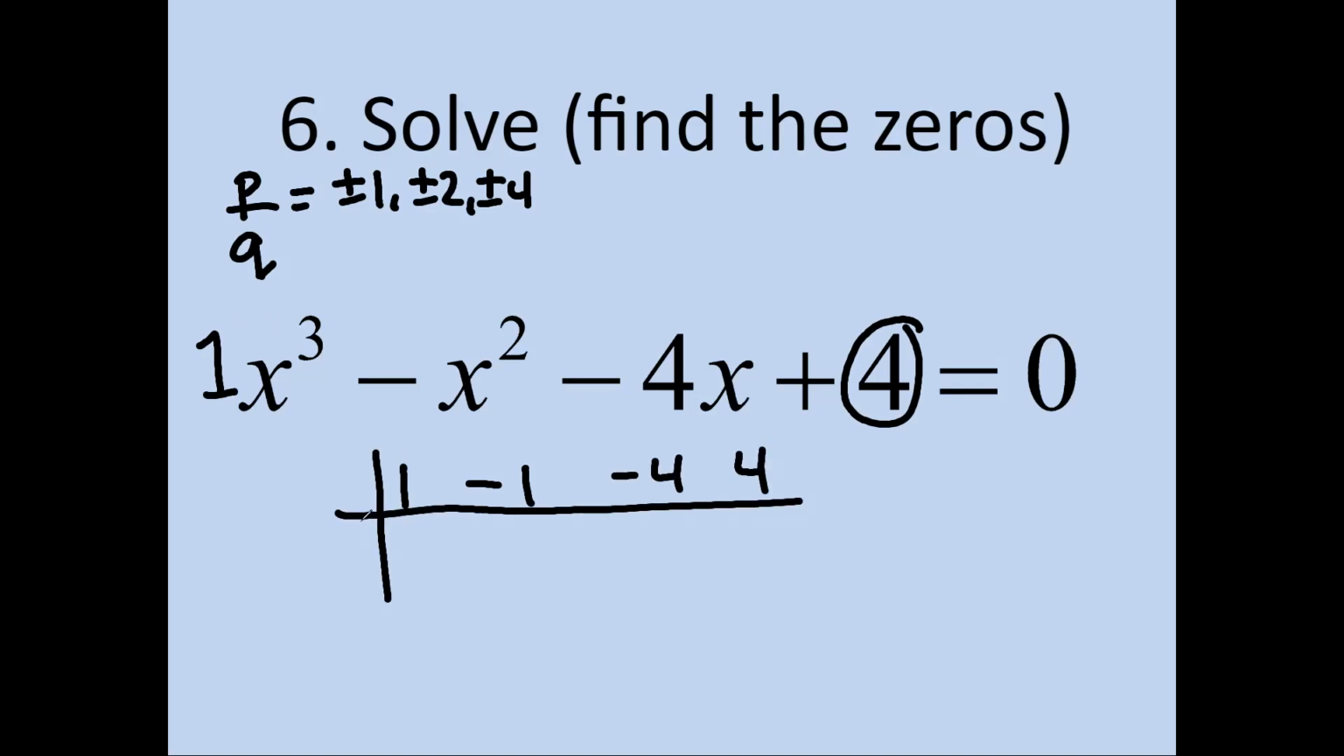I'm going to start with a 1. Bring down my 1. 1 times 1 is 1. Add it to -1, 0. 0 times 1 is 0. Add it to -4, -4. -4 times 1 is -4. Add it to 4, 0.